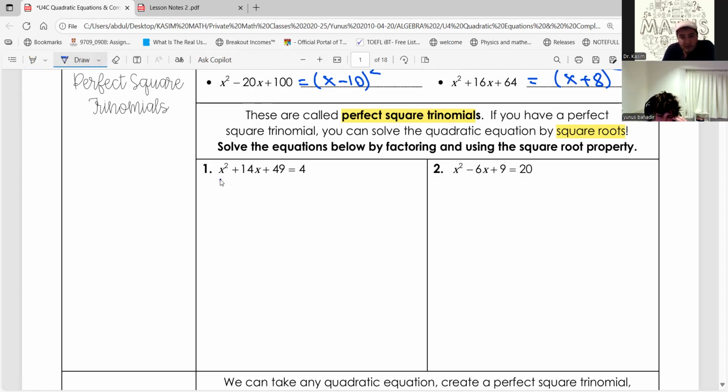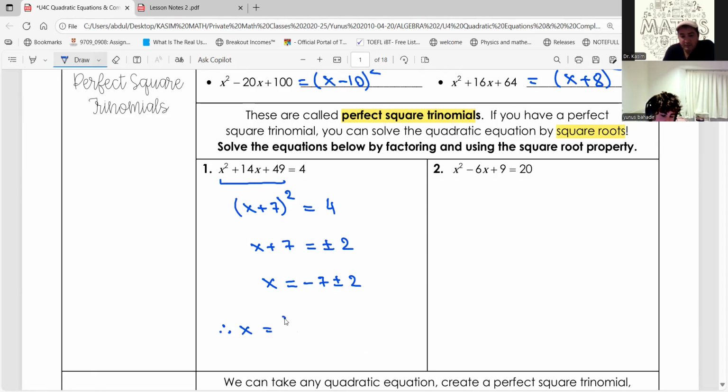Now, if you look at the left-hand side, first let's just write this, okay? Because we're learning the method here. So first, (x plus 7) squared is equal to 4. Now using the square root method, x plus 7 is equal to plus or minus the square root of 4, which is 2. Move 7 to the right-hand side. x equals negative 7 plus or minus 2. Now I can write the solution. First pick the negative: negative 7 minus 2 is negative 9. Negative 7 plus 2 is negative 5.